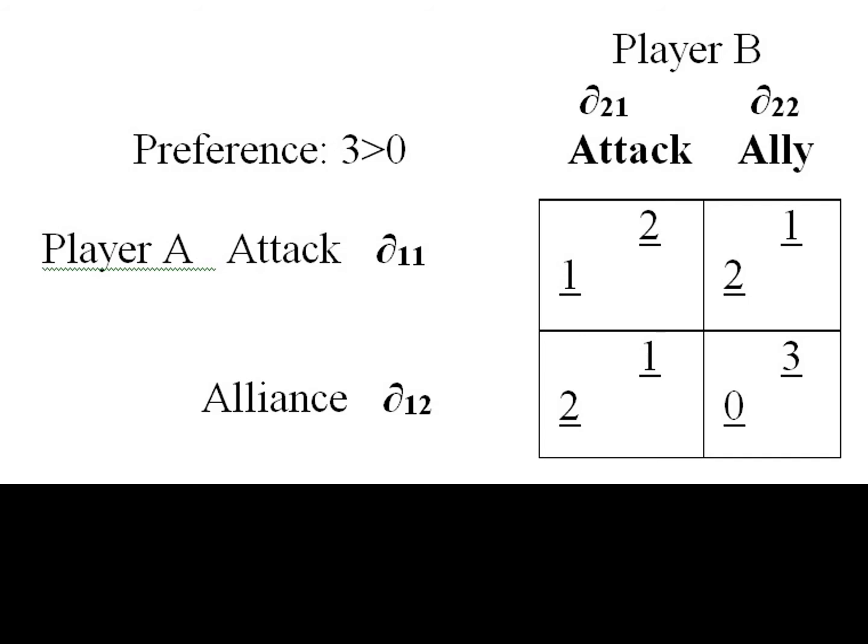So what you see here in front of you is the 2x2 cell that remained after we eliminated the dominated strategies. So you'll see that there's a preference, which is 3 is greater than 0. And player A has two strategies, attack and alliance, and player B also has two choices, attack and ally. Now I've put variables in there which are traditionally used. And we have theta 1-1 for player A's attack strategy, theta 1-2 for player A's alliance strategy. Player B's attack strategy is theta 2-1, and player B's ally strategy is theta 2-2.